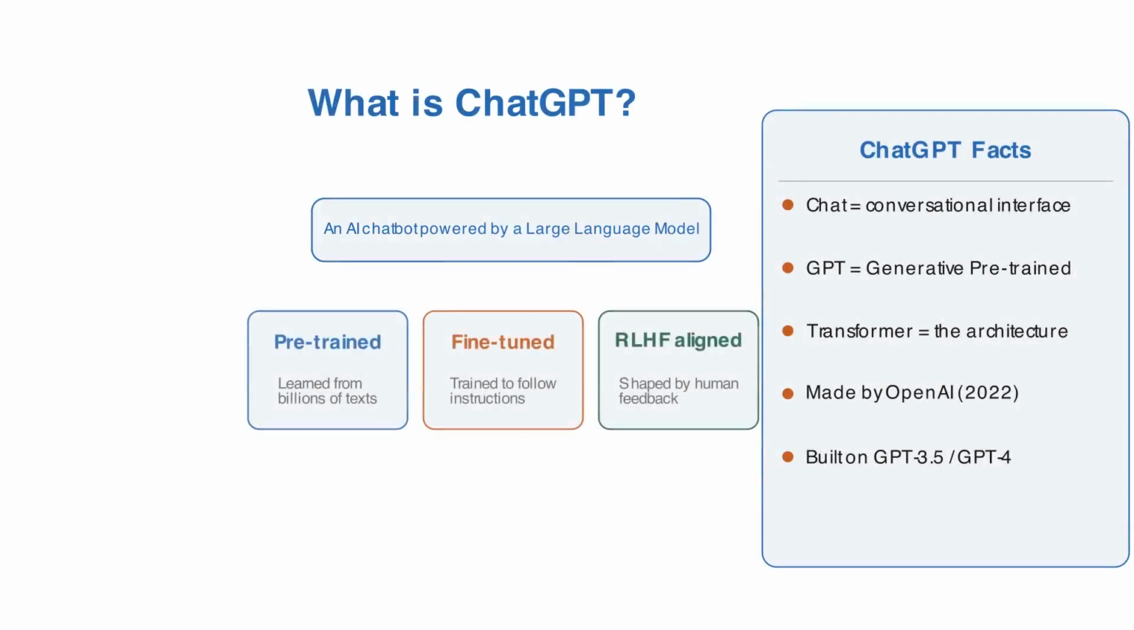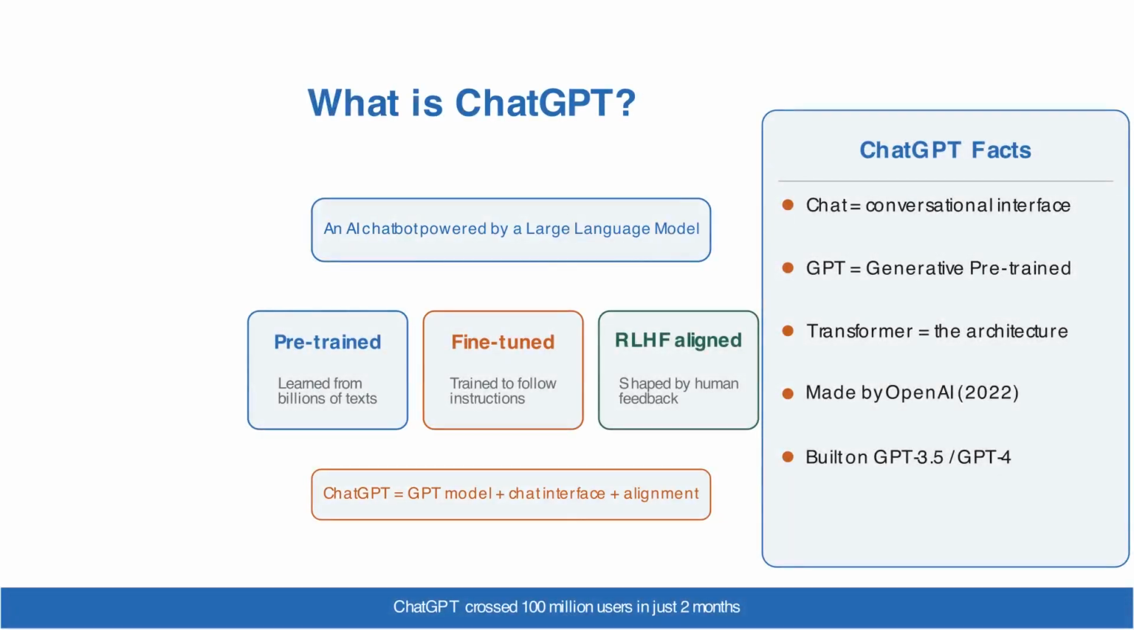ChatGPT is an AI chatbot built on a large language model called GPT. The name breaks down like this: Chat is the conversational interface. GPT stands for Generative Pre-trained Transformer. And the transformer is the neural network architecture underneath. ChatGPT is built on three pillars: pre-training on raw text, fine-tuning on instructions, and alignment through human feedback.